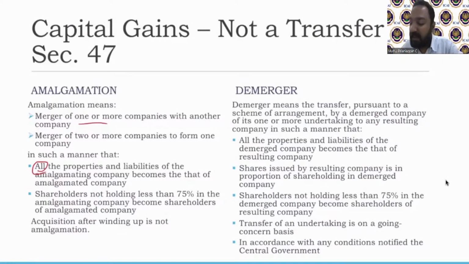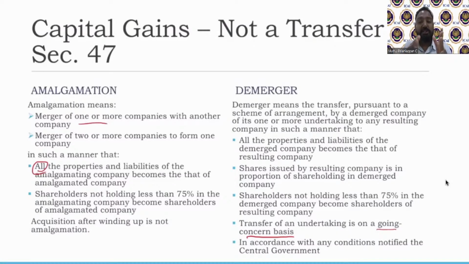So whatever shares are issued by the resulting company should be in the same proportion of the ownership in the demerged company, and here also not less than 75% should get the shareholding. And the transfer of an undertaking is on a going concern basis. What is going concern? Go back to your 11th standard accounts and understand what is going concern. Going concern is the belief that the entity will survive forever. There is no end to the entity. So this should be the concept.